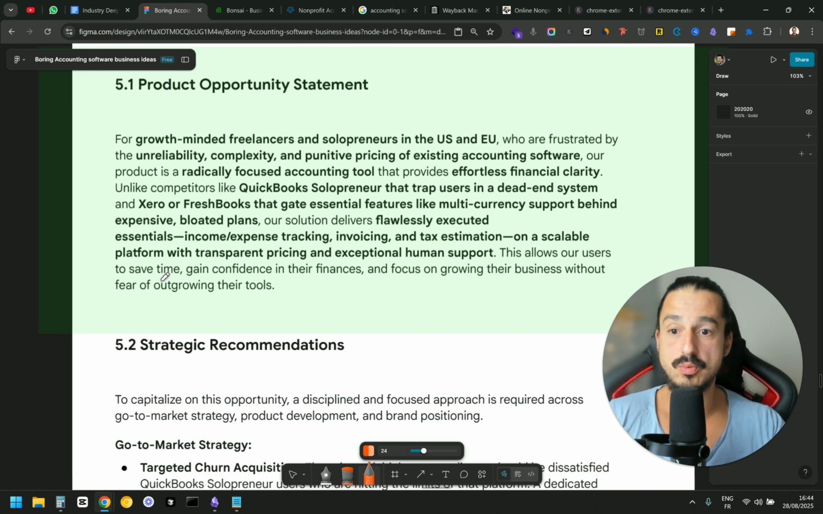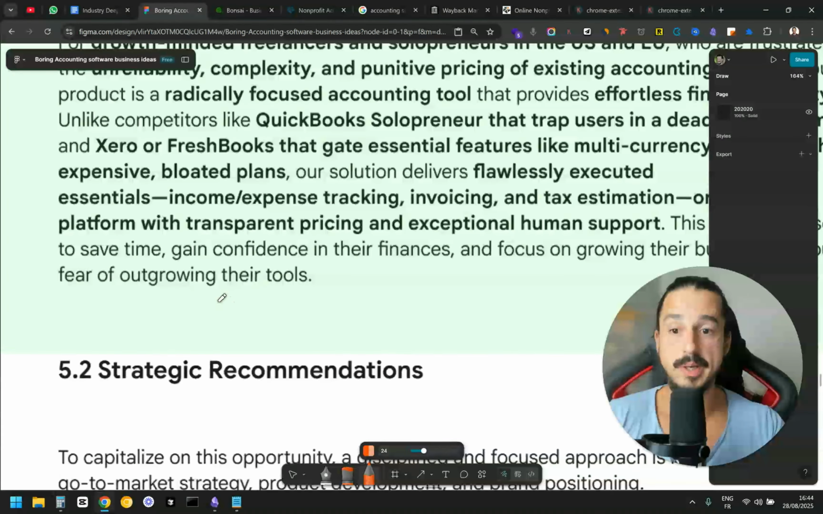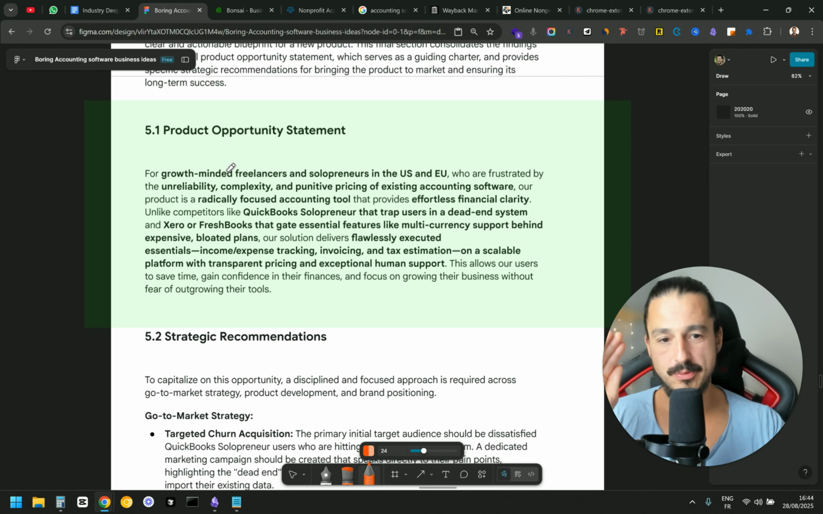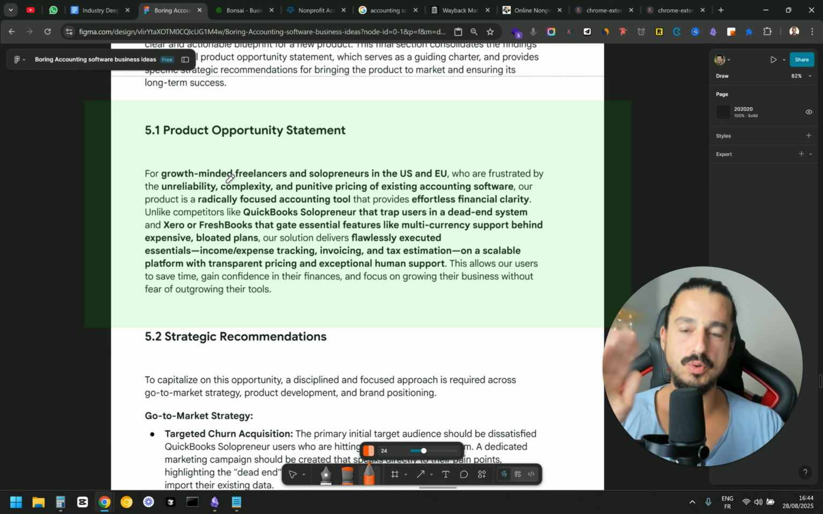This allows our users to save time, gain confidence in their finances, and focus on growing their business without fear of outgrowing their tools. So that is a little bit too much, but what I like is that this is one recommendation. So it's basically okay, if you go into this subcategory, based on everything people are talking about related to using accounting software when you are an independent.